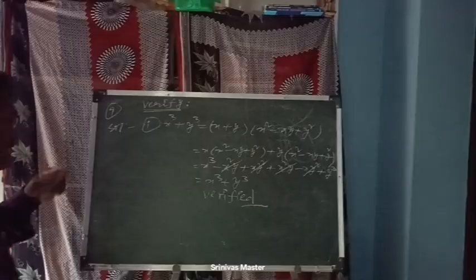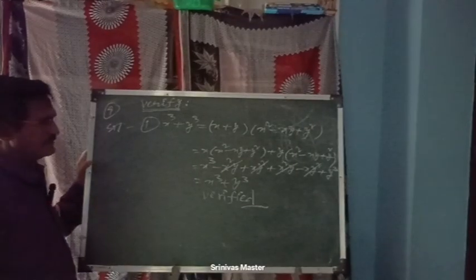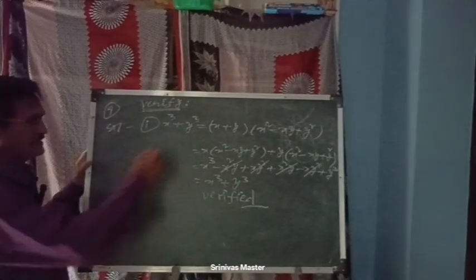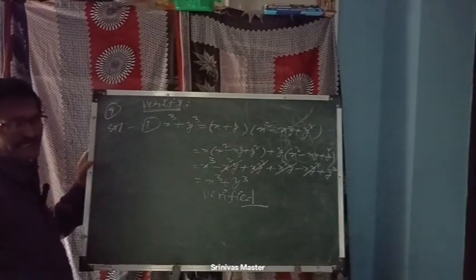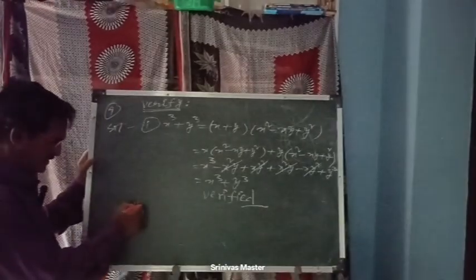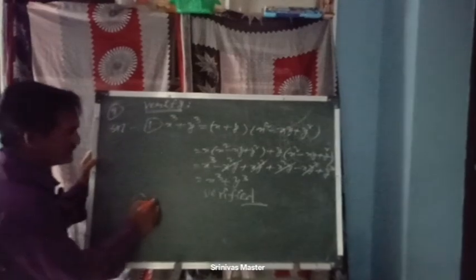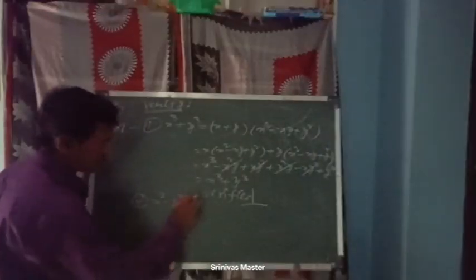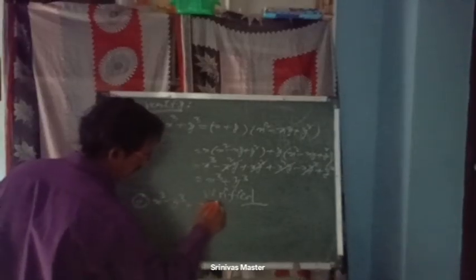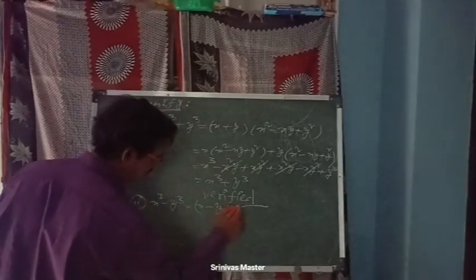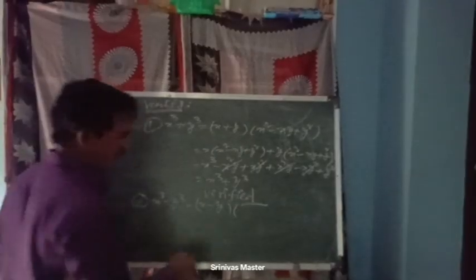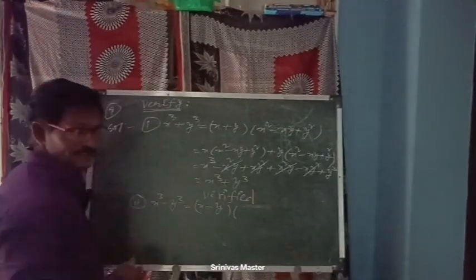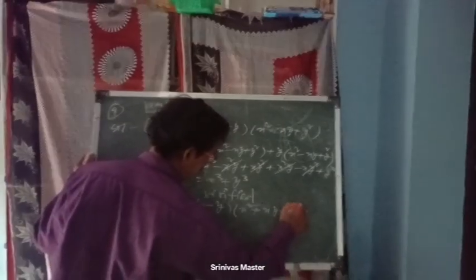Okay, now in the same manner, the second bit also same thing. Take that RHS, then you can prove the LHS. What is the second bit? What second bit is given? x cube minus y cube equal to what they given? x minus y into, actually this is the identity, I told in the before video, x minus y into x square plus xy plus y square.